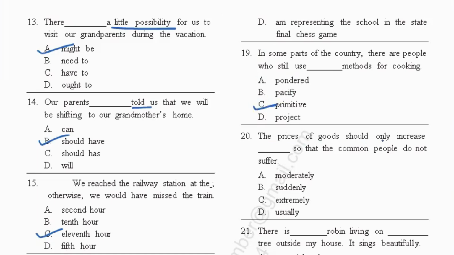Next, the prices of goods should only increase dash so that the common people do not suffer. So when it's about not suffering, it should be moderately. The prices of goods should increase moderately, not suddenly, extremely, or unusually. Okay, so that people do not suffer.